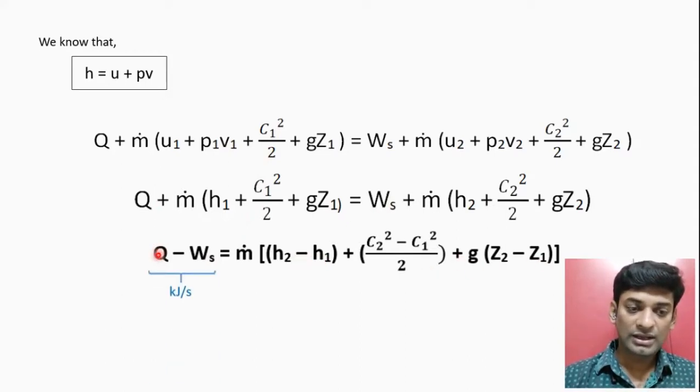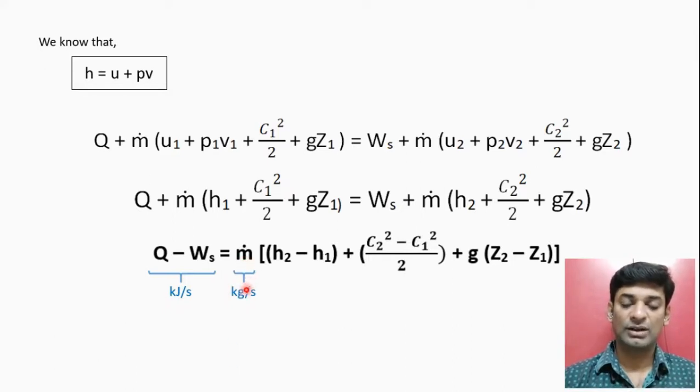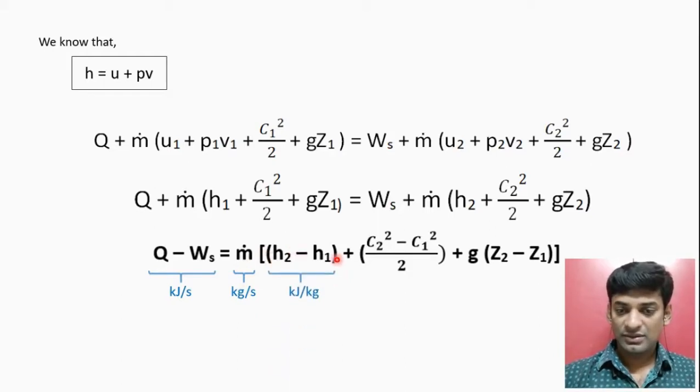This Q and Ws unit is kilojoule per second. Kilojoule per second is nothing but kilowatt, because 1 joule per second is nothing but watt. So this can also be called kilowatt. For mass flow rate, you know very well, the unit is kilogram per second. For enthalpy, the unit is kilojoule per kilogram. If it is a velocity, the unit is meter per second. Here velocity square is there, so you have to use meter square per second square.